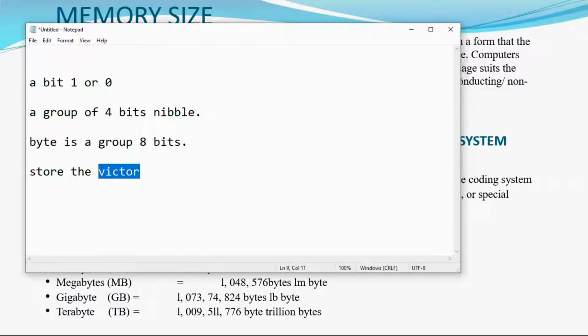What does it mean? Joshua, unmute your microphone and you ask whatever you want to ask.